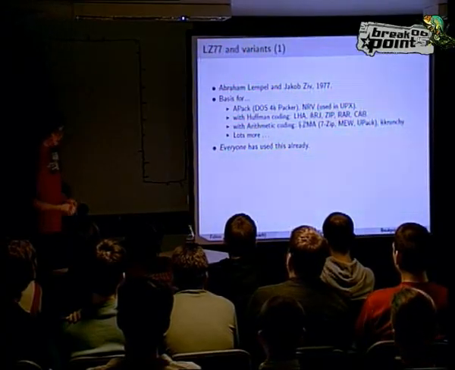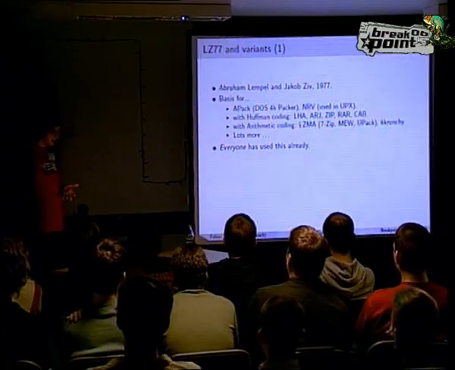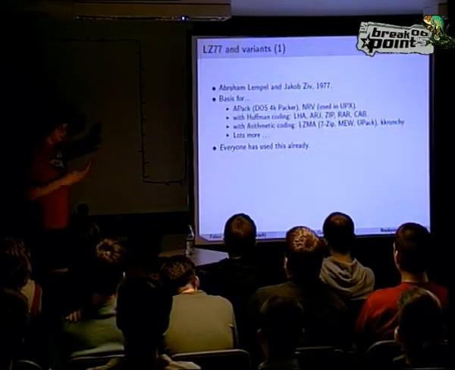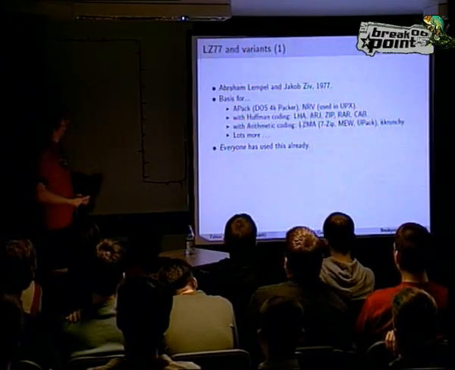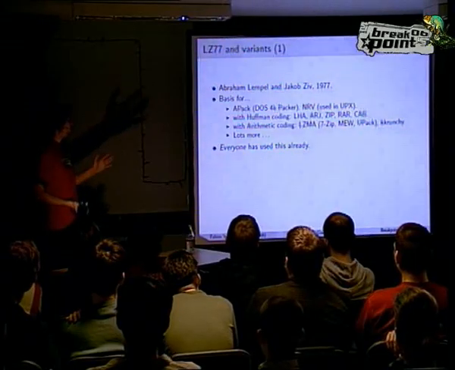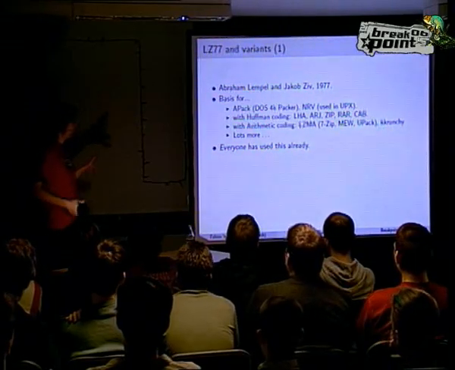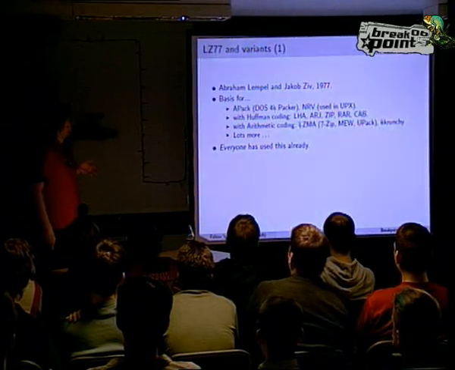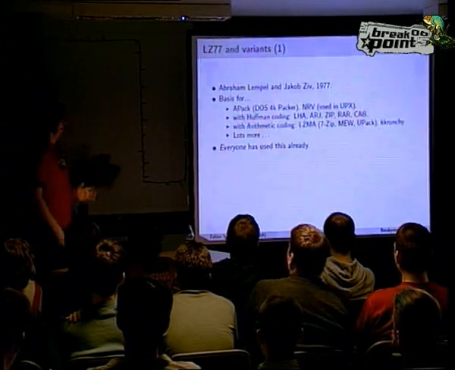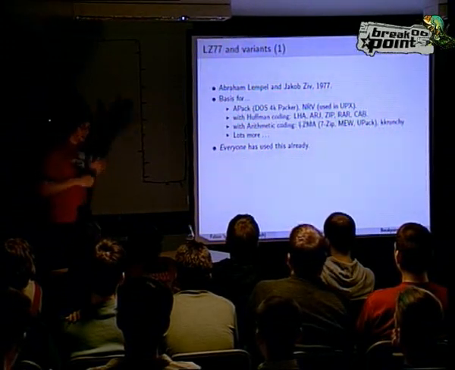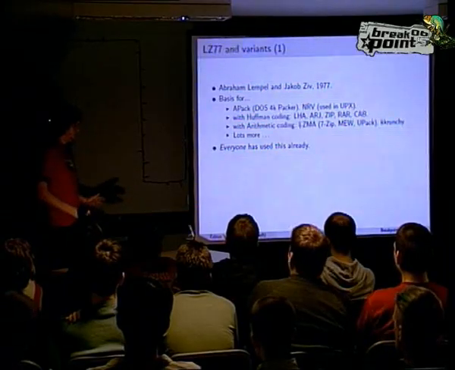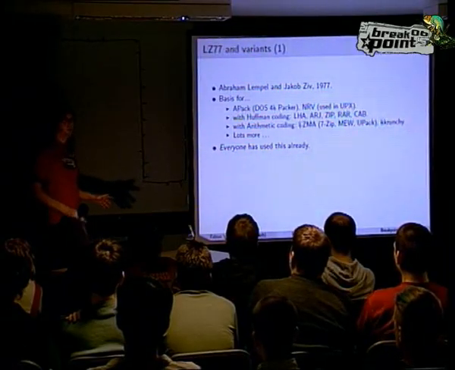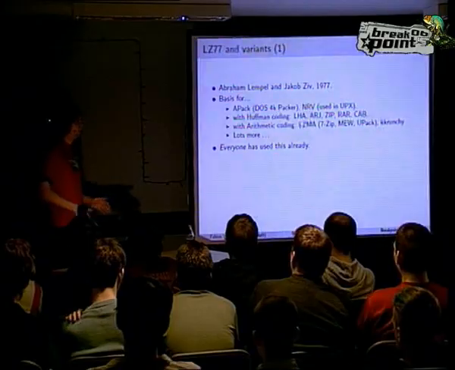Or if you combine it with arithmetic coding, you get LZMA, which is used in 7-zip and several current executable compressors, or Crinkler, which is a different variant of coding but also uses LZ77 combined with arithmetic coding, and lots more. This is really, really popular, and everyone of you in this room probably has used a variant of this in some way or other.